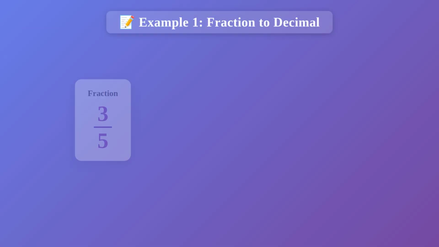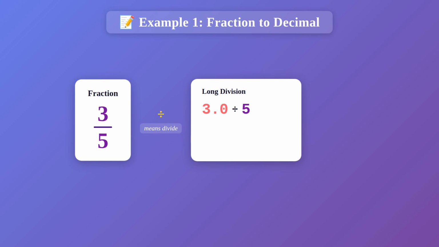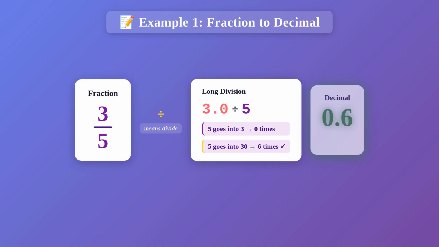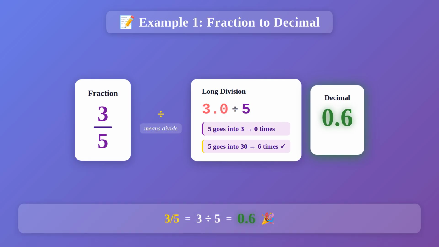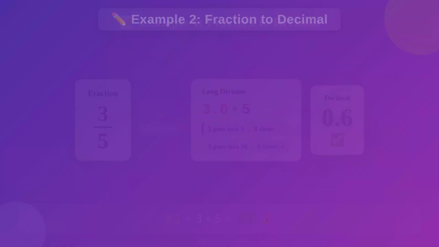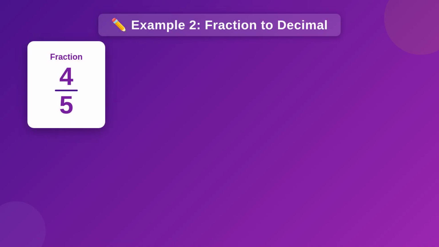Let's practice each route. Maya's first worksheet problem: convert 3/5 to a decimal. Remember, fraction means divide, so we do 3 divided by 5. Let's think. 5 goes into 3 0 times, so we add a decimal point and a 0 to get 30. 5 goes into 30 exactly 6 times. So 3 divided by 5 equals 0.6. That's it. 3/5 is 0.6 as a decimal. Maya checks her answer, and it's correct. She's off to a great start.